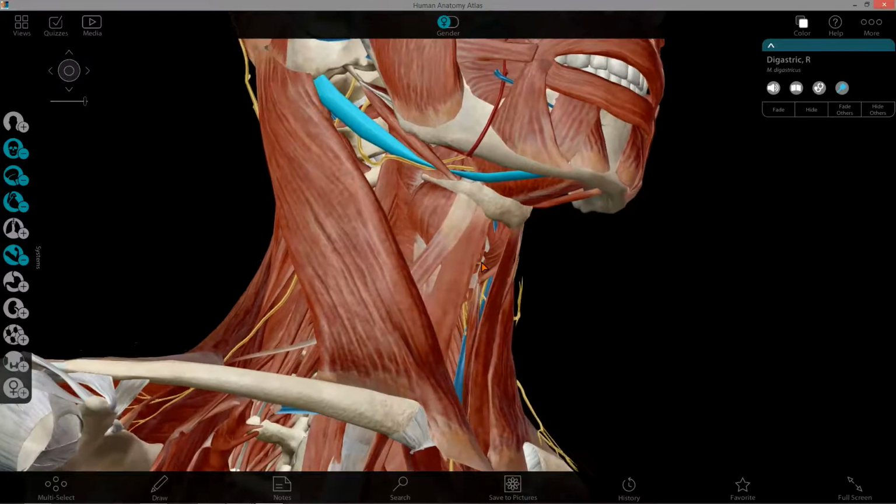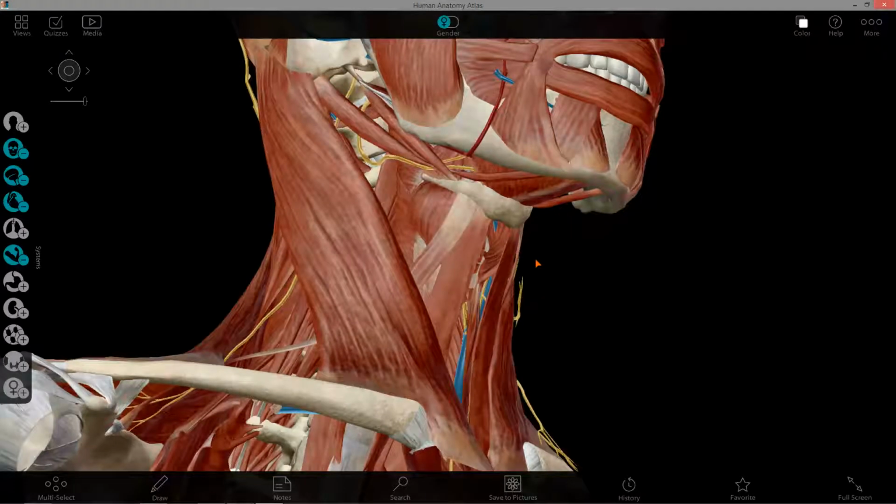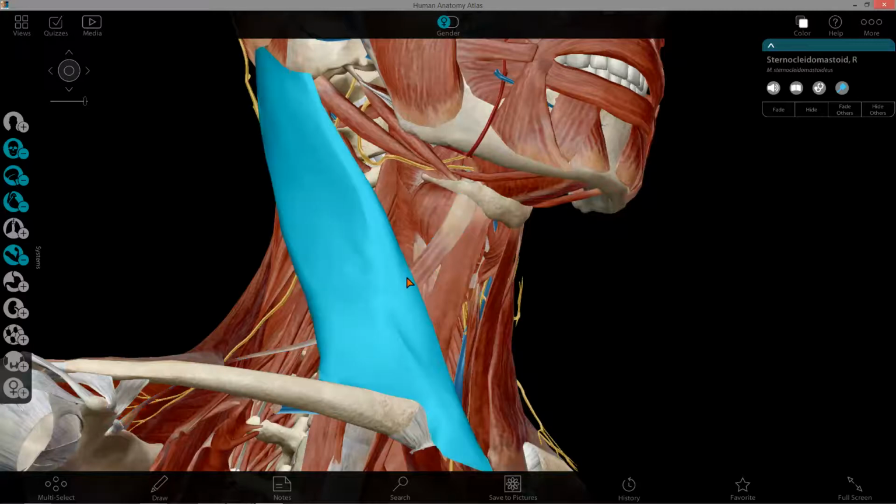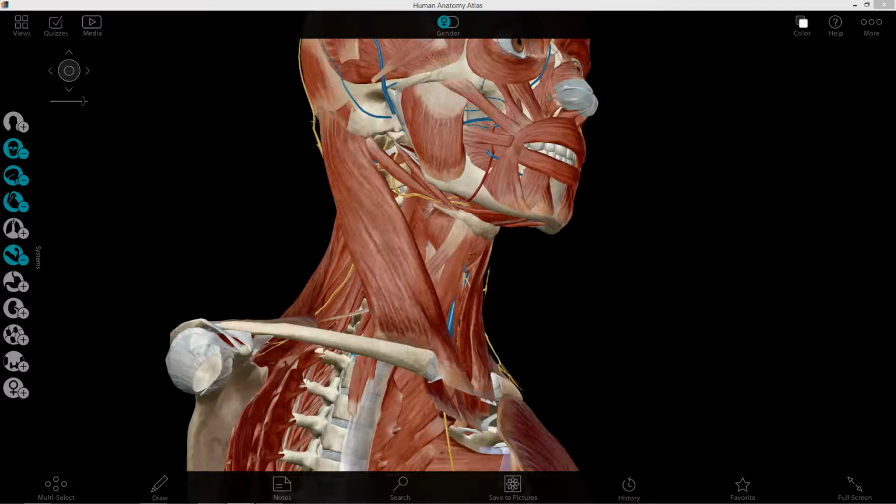And then finally, the muscular triangle has the omohyoid as the anterior boundary. And then the base of it is the midline, just imagine an imaginary line here. And then its posterior boundary is the sternocleidomastoid. And then you get another triangle. Okay? So hopefully that wasn't too confusing.